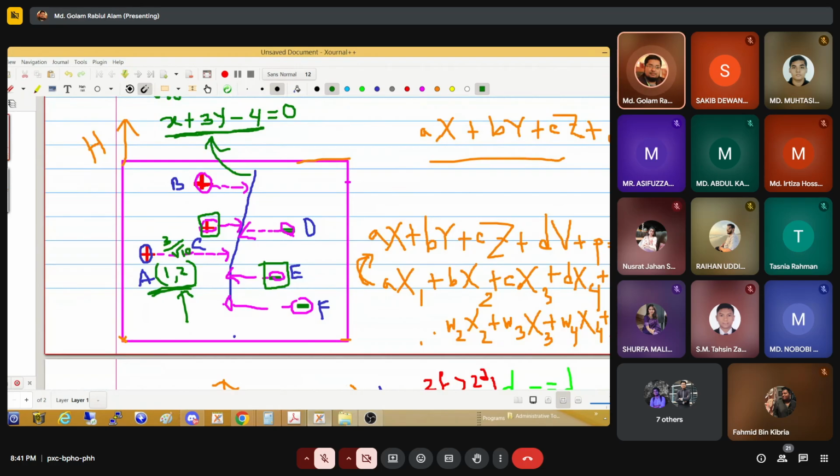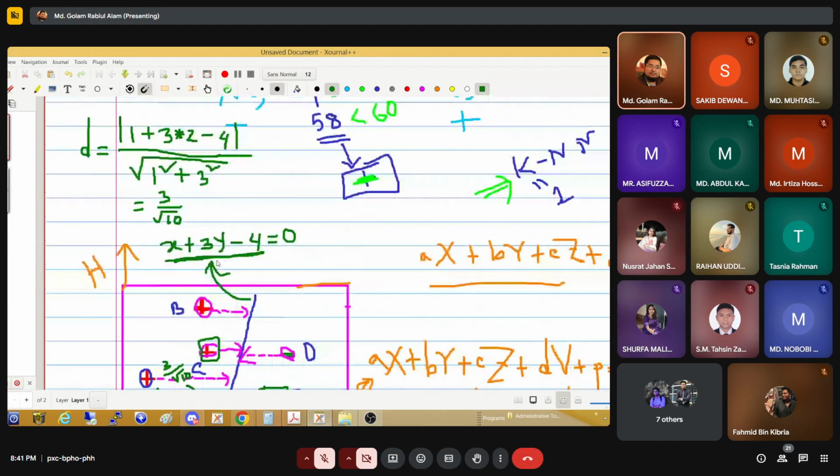Similarly, we have to determine the distance from B, distance from C, distance from D, E, and F. So for the two-dimensional case, we have this line, but if we consider the multi-dimensional case, dimension 4, 5, then we have to think about the hyperplane equation, the equation of a hyperplane.